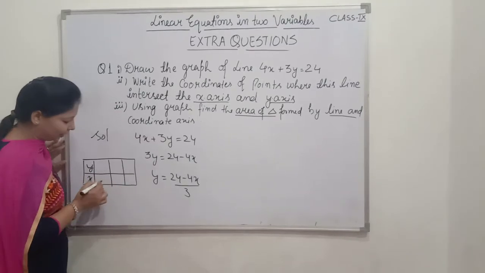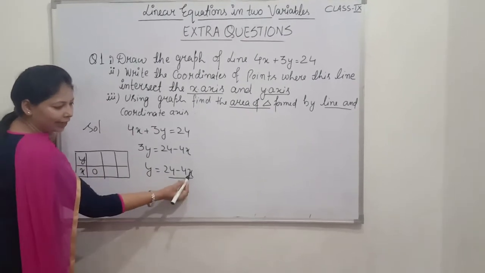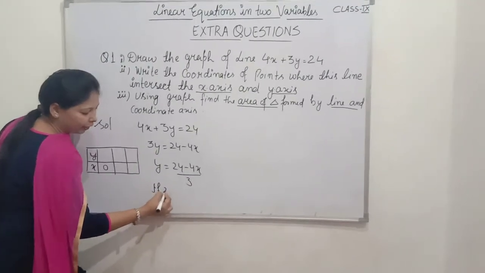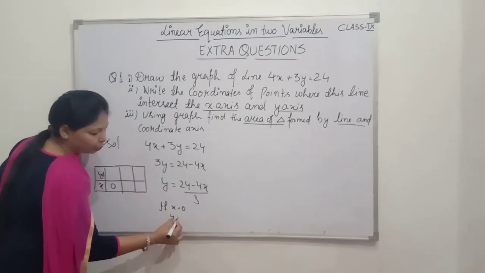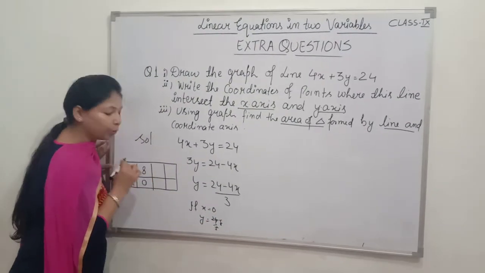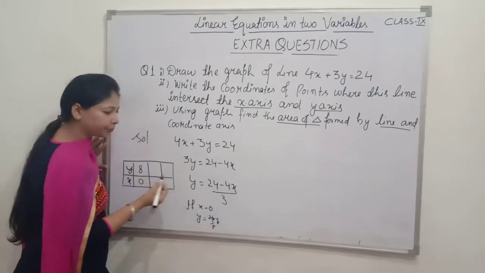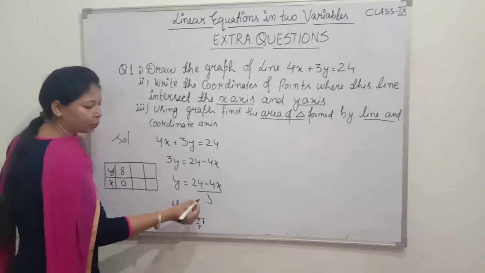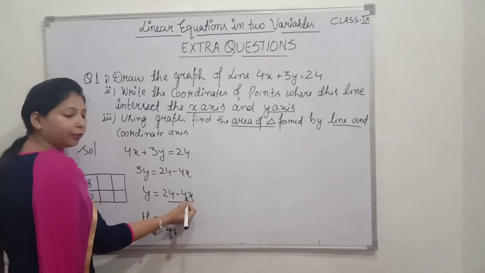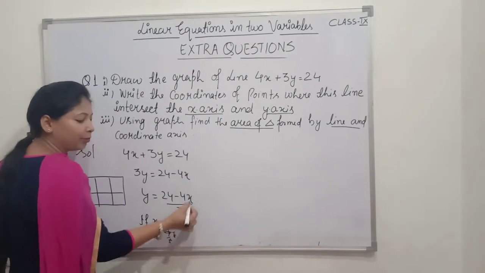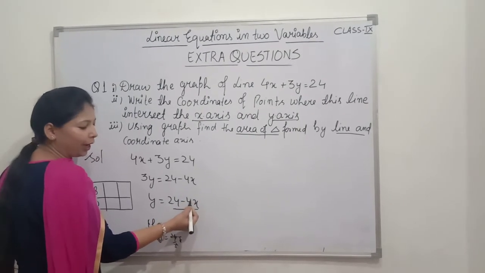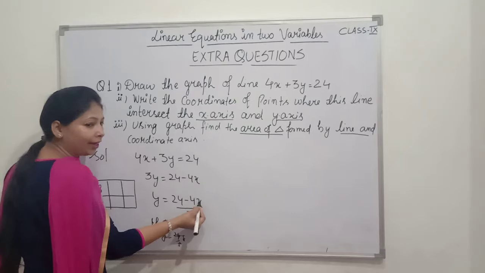Now take x equal to 0. If x is equal to 0, then what is the value of y? Then y becomes 24 upon 3, that is 8. So we will get the value 8. Now second, what should I multiply with 4 so that y becomes 0? Obviously I want to make it 24, so I will multiply 4 by 6.